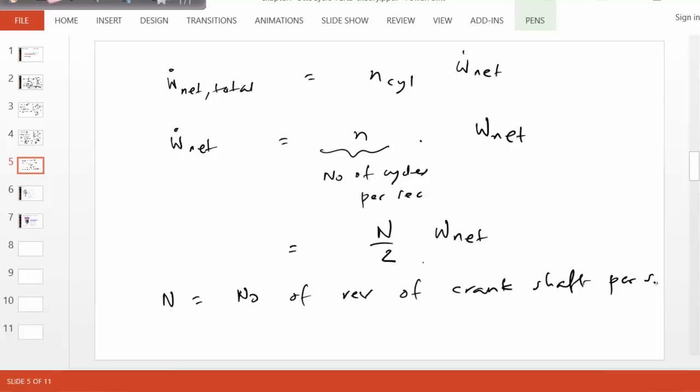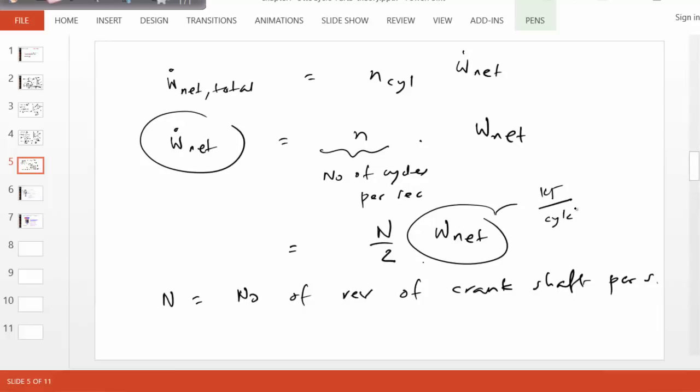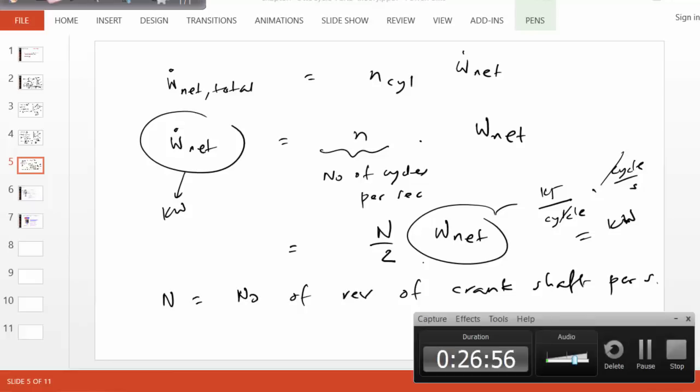We'll mostly base all our calculations on a single cylinder. So in this formula, W net is in kilojoules per cycle, and W dot net will be in kilowatts, because we are multiplying this by cycles per second. And that's how we get kilojoules per second, or kilowatts, on the right hand side. So if we have to summarize, we have a summarization slide.